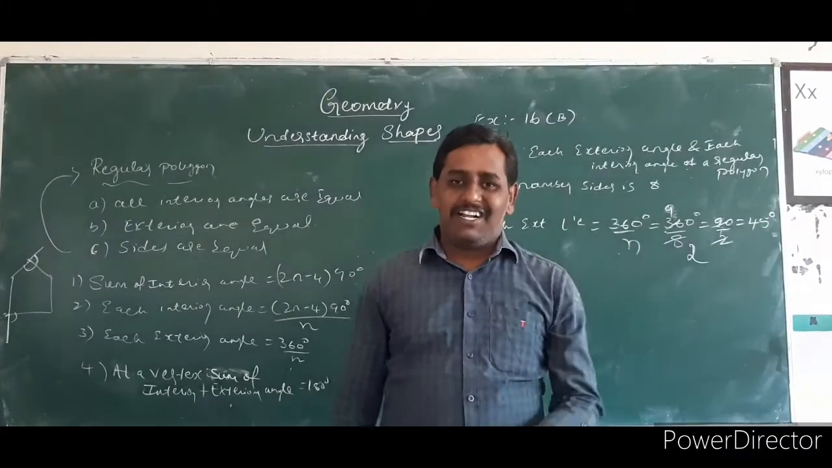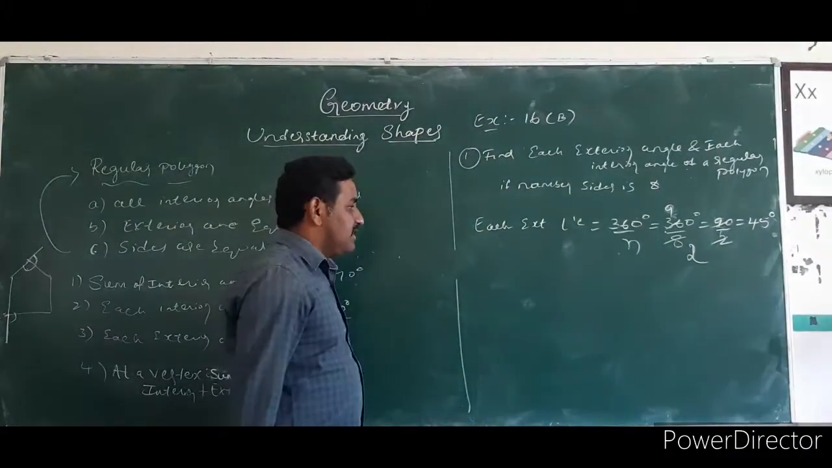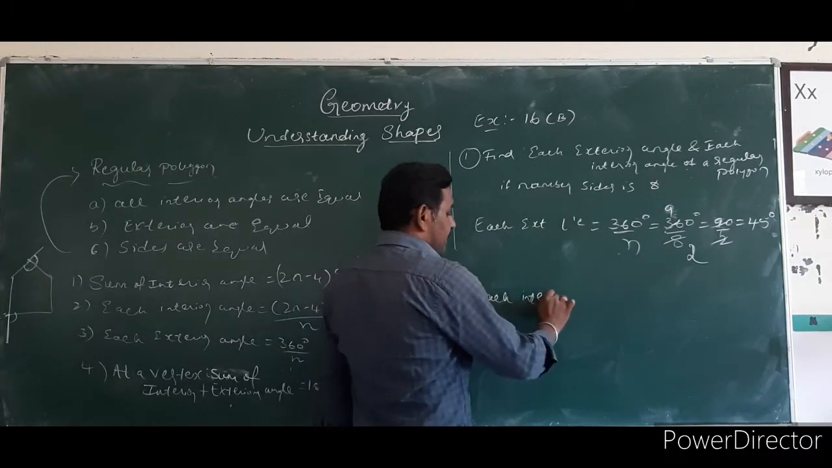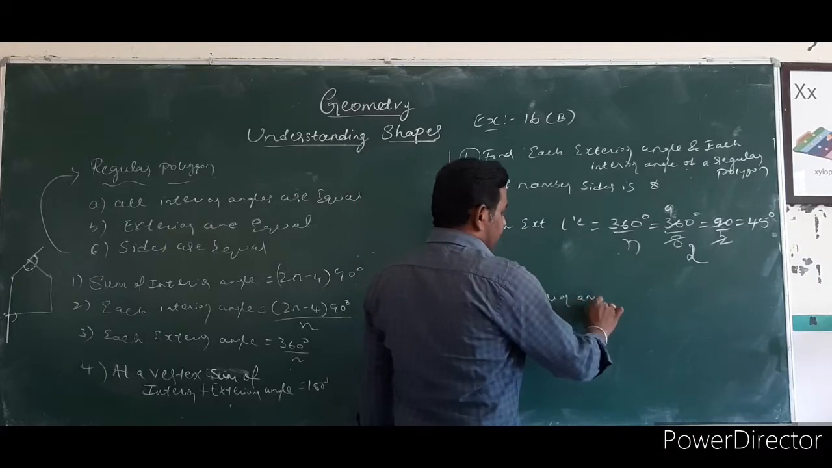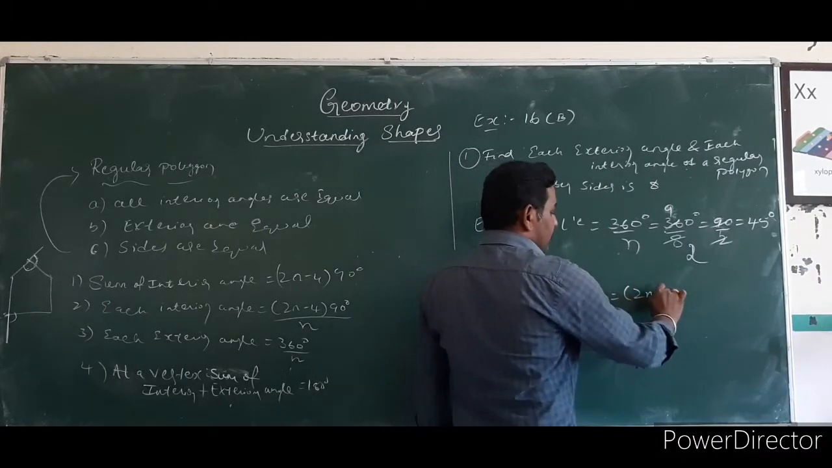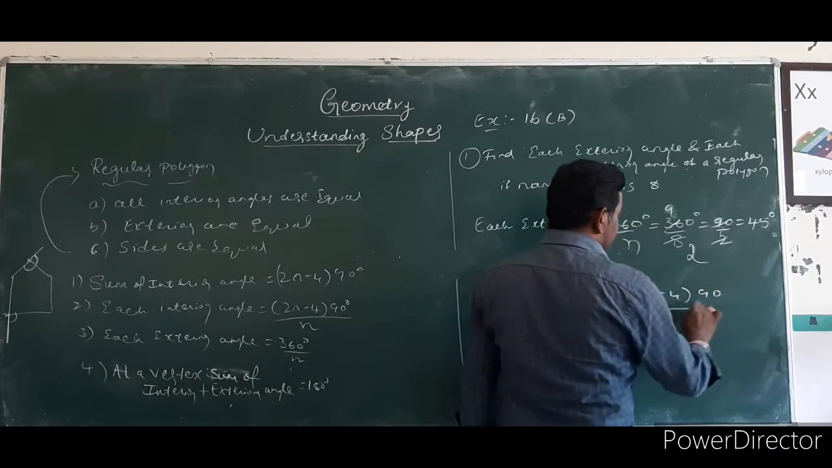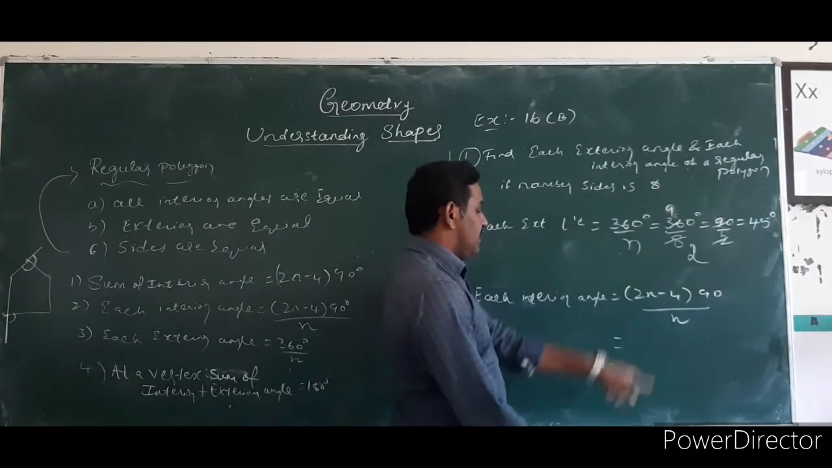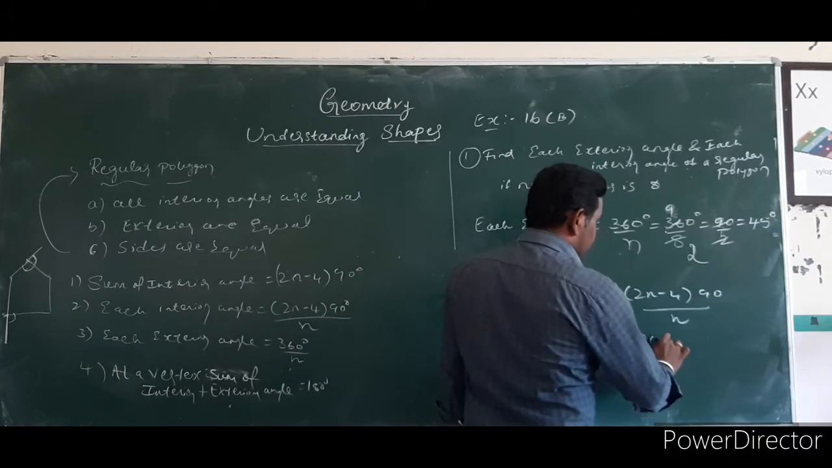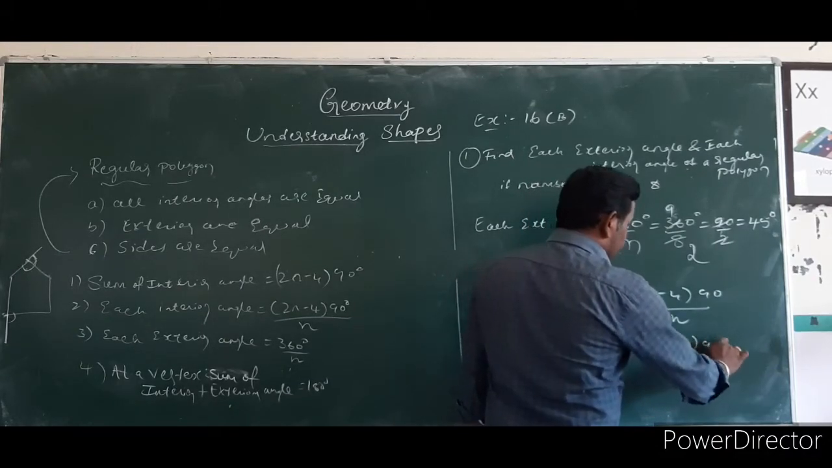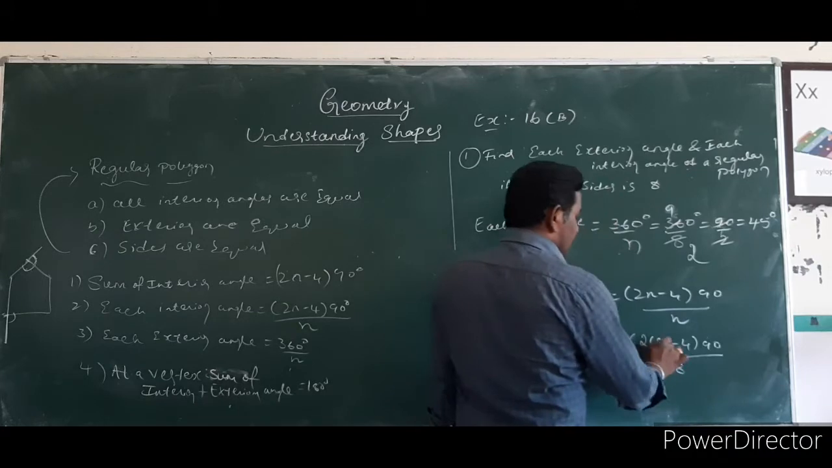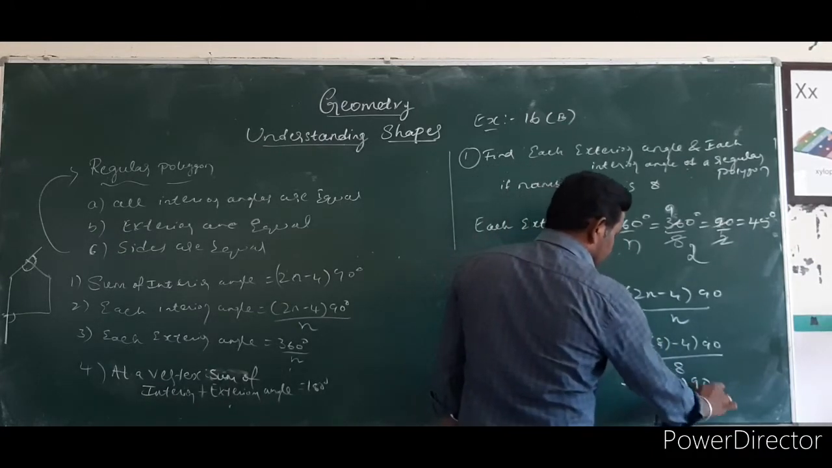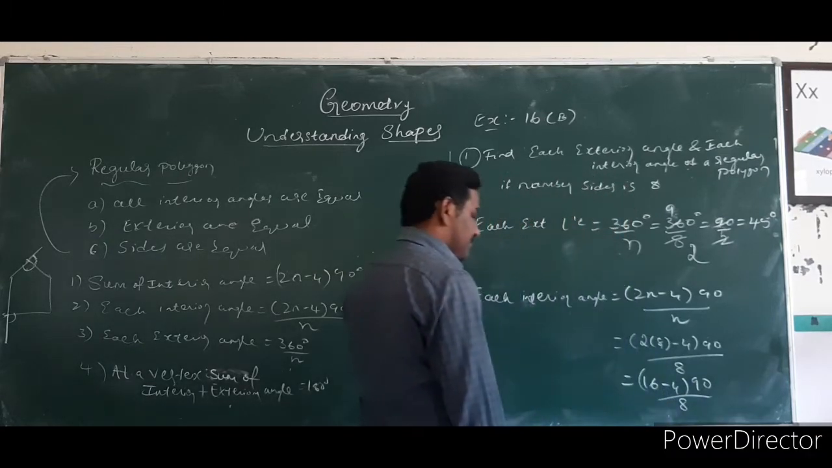What is each exterior angle of a regular polygon? That is 45 degrees. If you want to find each interior angle, that is 2n minus 4 into 90 degrees divided by n. Here we know the n value, which is 8: 2 into 8 minus 4, into 90 degrees divided by 8.